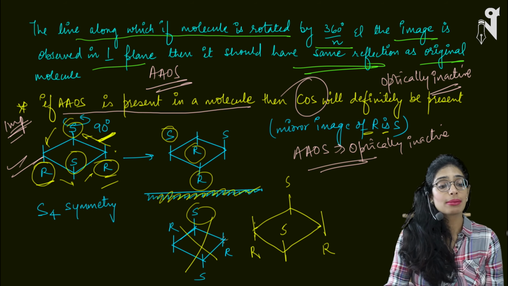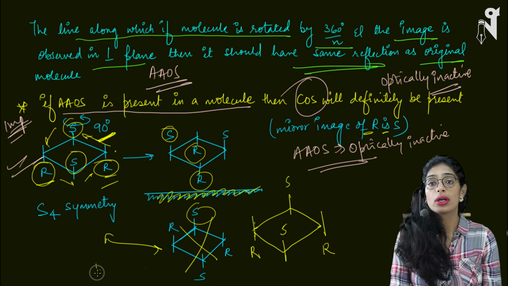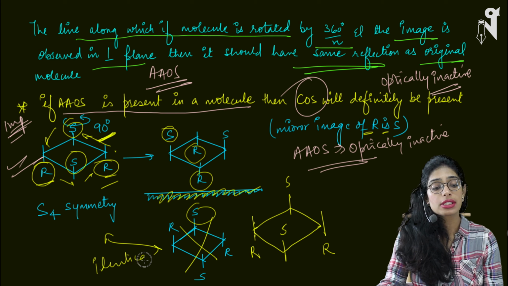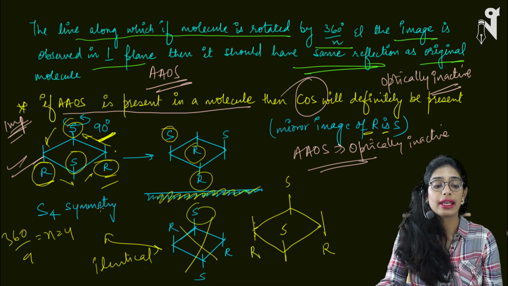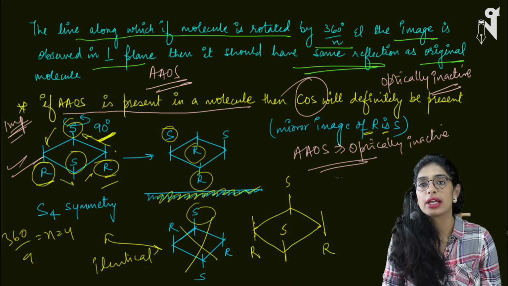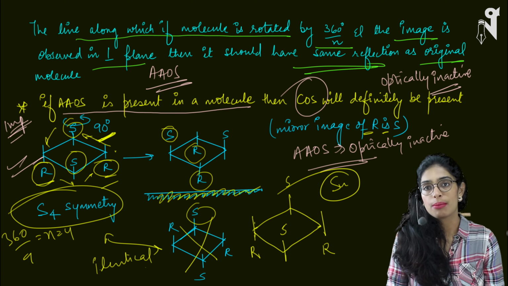Isn't this exactly the same as the original molecule? It is exactly the same, right? What is the symmetry over here? 360 divided by 90 comes out to be 4. So n is 4. Sn is generally the symmetry element and we represent it this way. So we have S4 symmetry in this molecule.